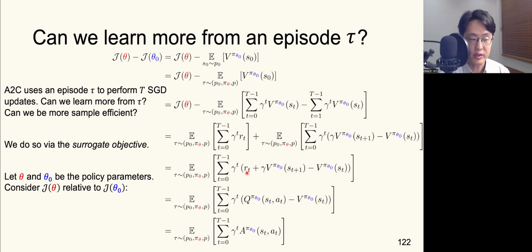Now, if we take this term, r plus gamma V with s_{t+1} plugged in, and consider the conditional expectation of this term conditioned on the current state s_t and the current action a_t, then this comes out to be the Q function conditioned on s_t and a_t. Okay, and finally, we recognize that this Q and this V, that difference is by definition the advantage function with respect to the policy pi theta 0.